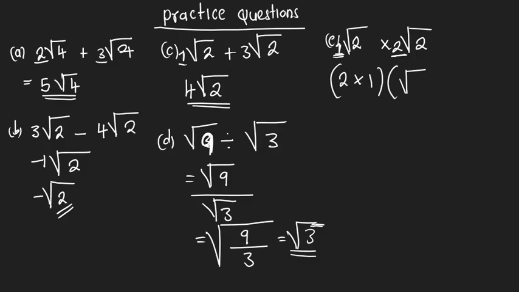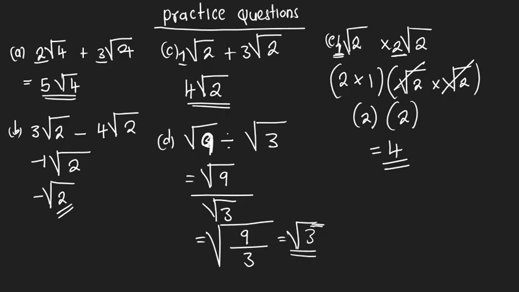So this is just the same as root of 2 multiplying by root of 2. So here you are going to have root of 2. What is square root of 2 multiplying by square root of 2? That and that cancels, and you're going to have 2. And your final answer becomes 4.